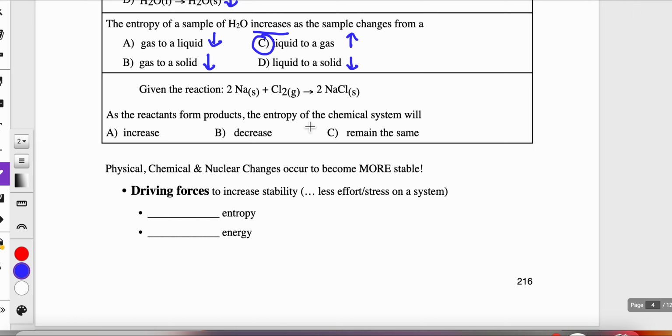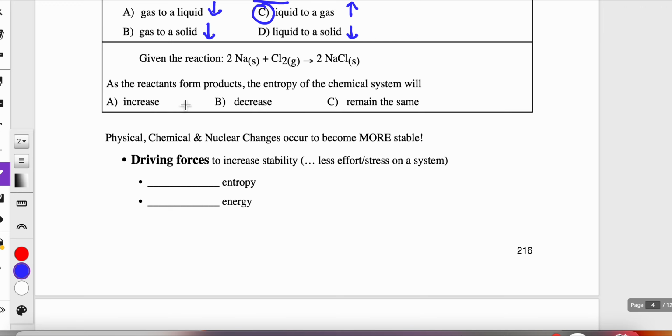And our last question here. As the reactants form the products, the entropy of the system. I see that on the reactant side I have a gas, and on the product side there's only one solid. So I'm going to just take a look at it as gas to a solid, so the entropy has decreased.